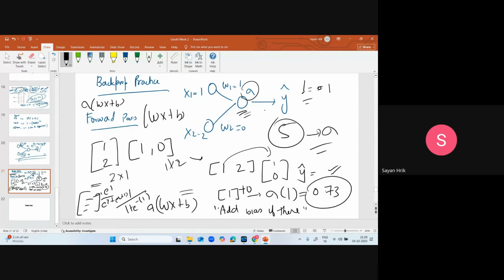Because sigmoid can only work on one value, right? I cannot take multiple values to get the sigmoid. I'll only have one value and I'll take the entire thing with that one value. That we know, right?